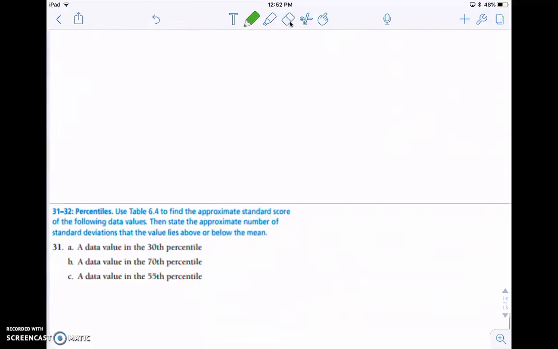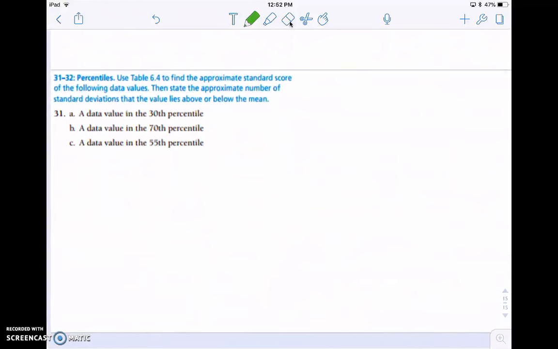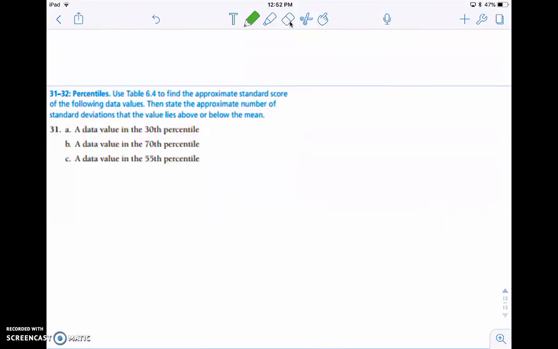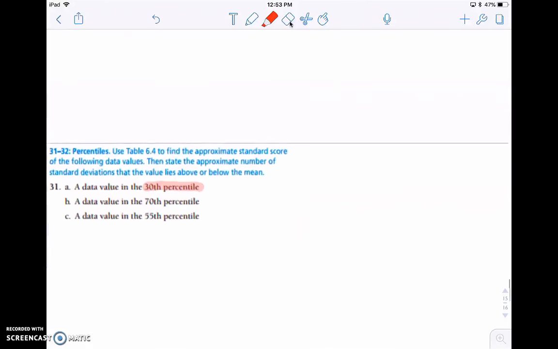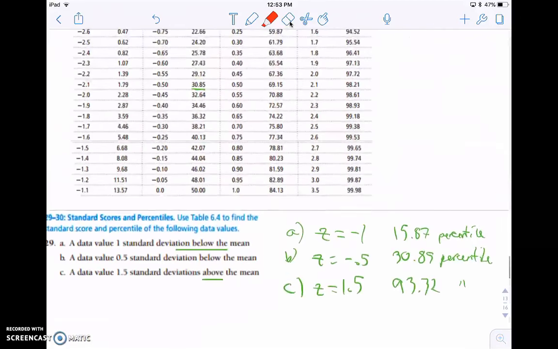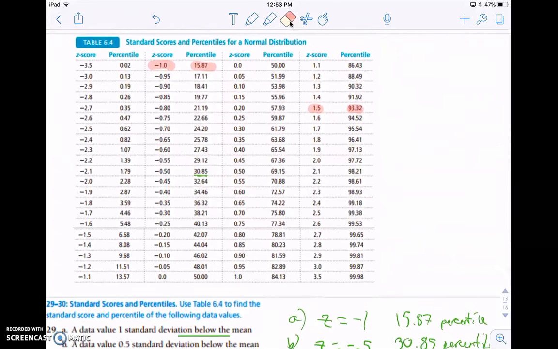Now we're going to flip that around. We want to find the approximate standard score. We're not going to have to get down to the nitty-gritty that technology does, we have to use a table. And we're going to say the approximate number of standard deviations that the value lies above or below the mean. So if we are looking at the 30th percentile, what's going to be the standard z-score that goes with that? We've got to find the 30th percentile first.